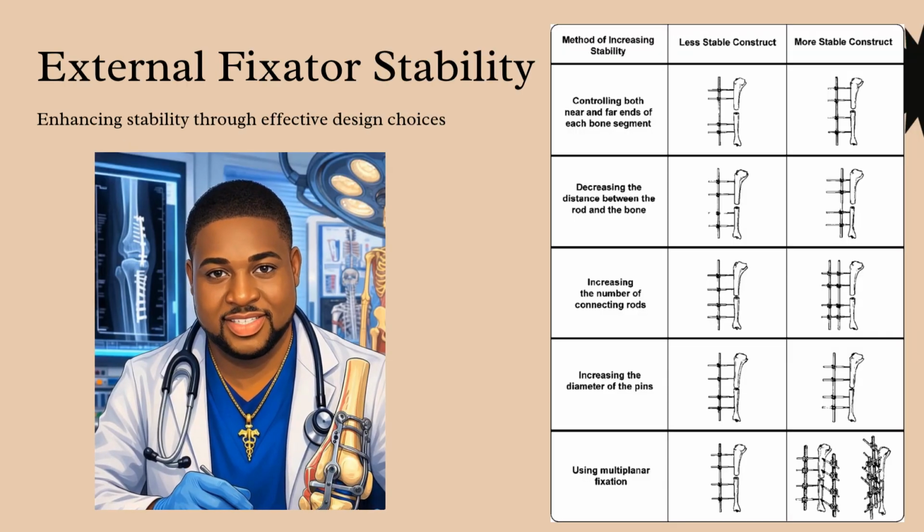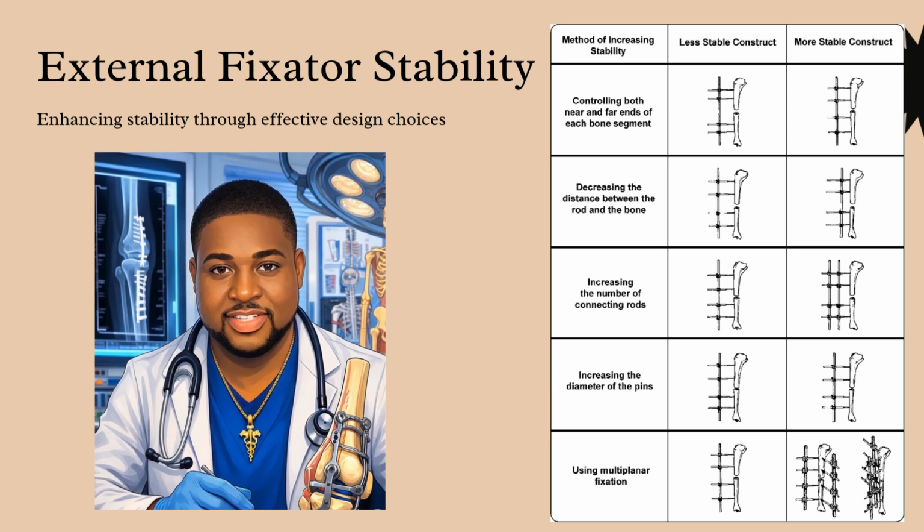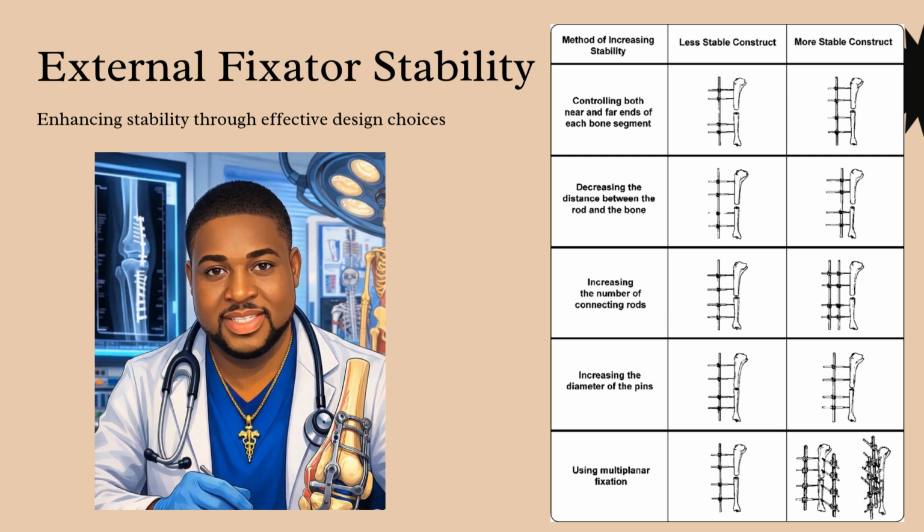As illustrated by the diagram on my left, a few methods have been documented to improve the stability of external fixators. These, amongst others, include increasing the pin and bar diameter, thereby providing greater support. Additionally, minimizing the distance between the bone and bar enhances stability. Employing pins in multiple planes further distributes the forces, leading to a more robust fixation system that effectively manages complex fractures.